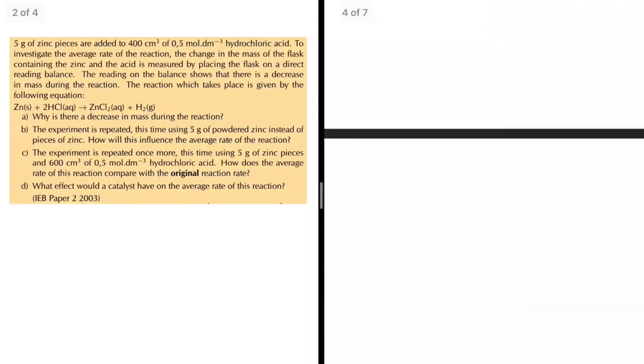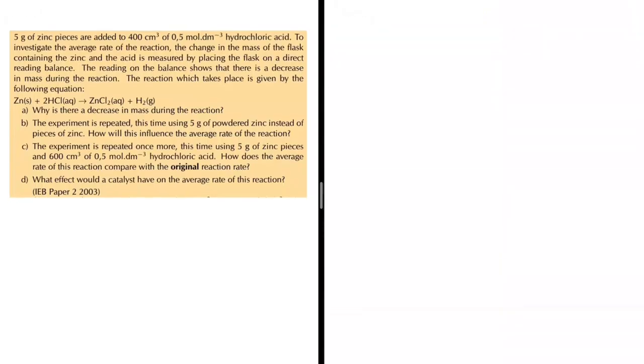Right. So 5 grams of zinc pieces are added to 400 centimeter cube of 0.5 mole per decimeter cube hydrochloric acid. To investigate the average rate of the reaction, the change in the mass of the flask containing the zinc and the acid is measured by placing the flask on a direct reading scale. The reading on the balance shows that there is a decrease in mass during the reaction. The reaction which takes place is given by the following equation. There we go, we have the equation.